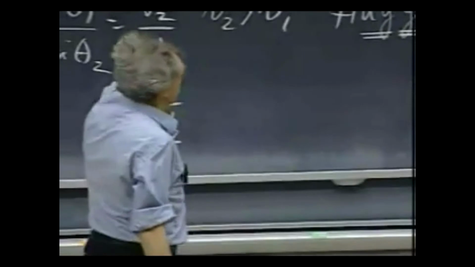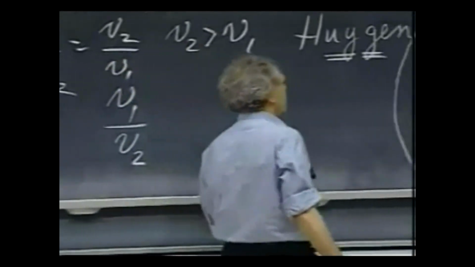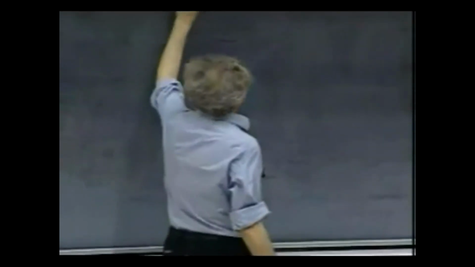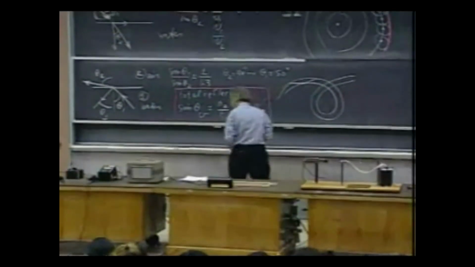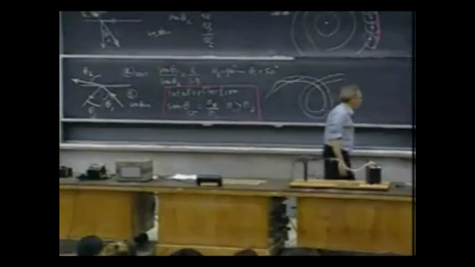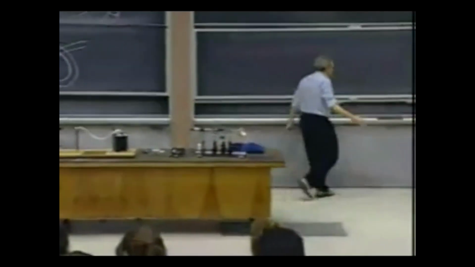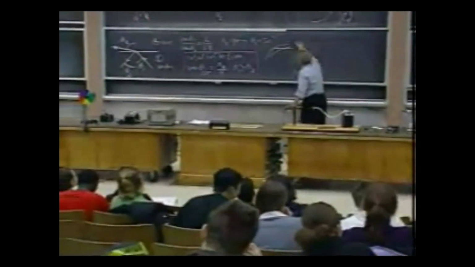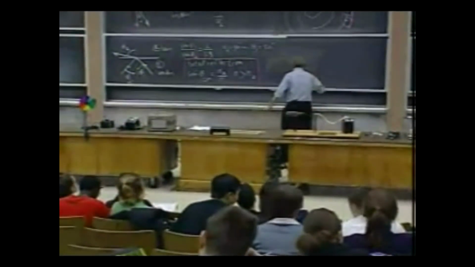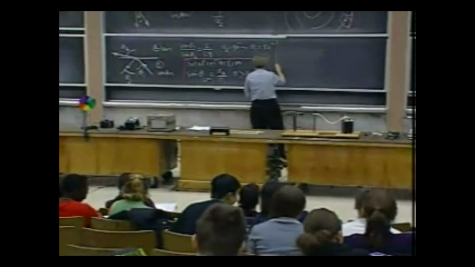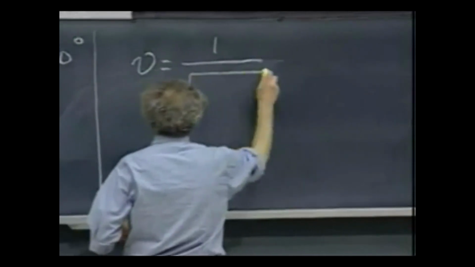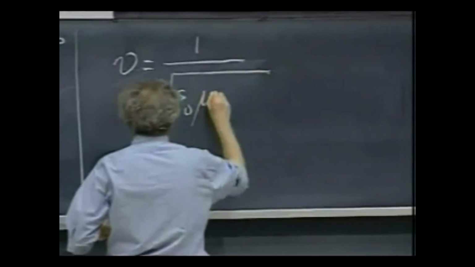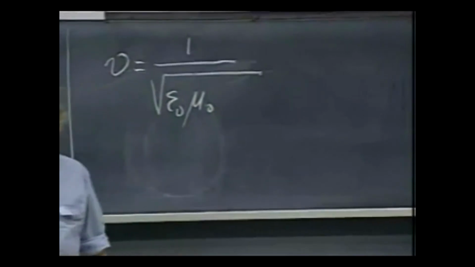When we derived the speed of light in vacuum, we used Maxwell's equations. And they allowed us to conclude that the speed of light, much to everyone's surprise, depends on epsilon 0 and mu 0 in a very simple way. I will call it for now V. That was 1 over the square root of epsilon 0 mu 0, and we call that C.